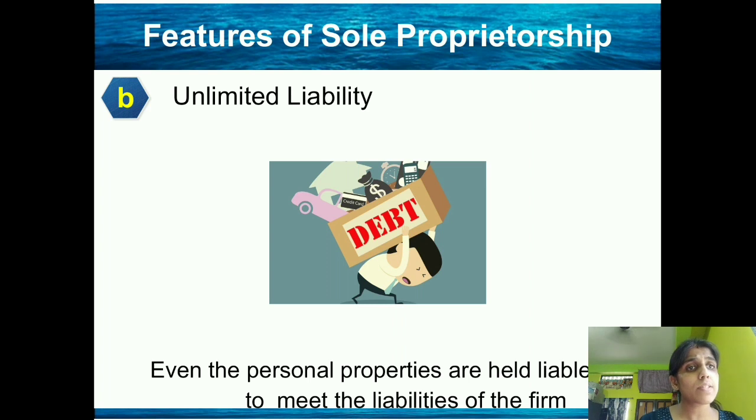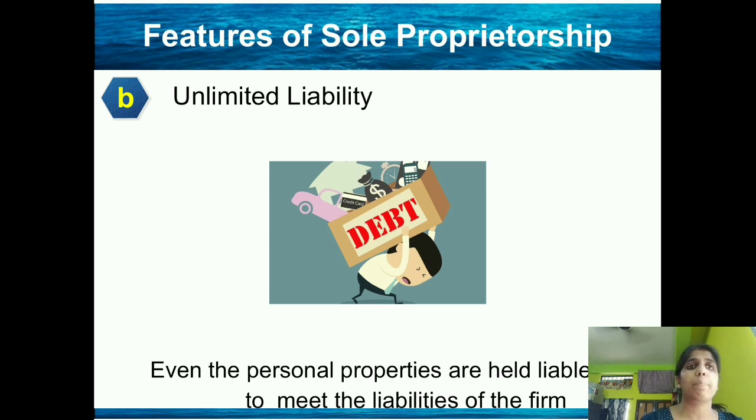So even the personal properties are held liable to meet the liabilities of the firm if required. By chance, if you are not making a profit, you are heading to loss, and you need to shut down your business, you cannot shut down your business without paying the money to the market. Suppose you have taken a lot of credits from the market.